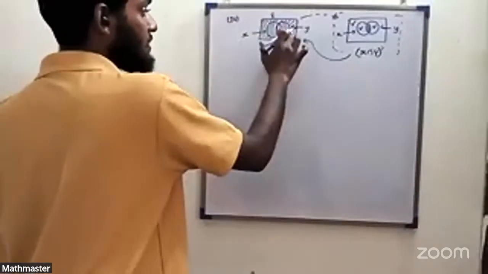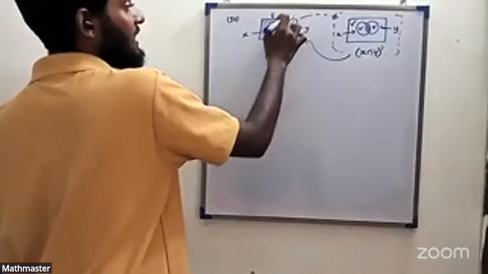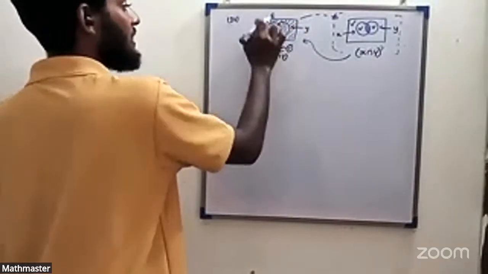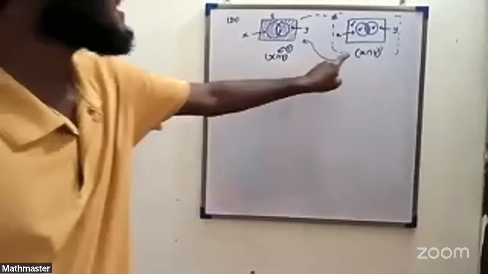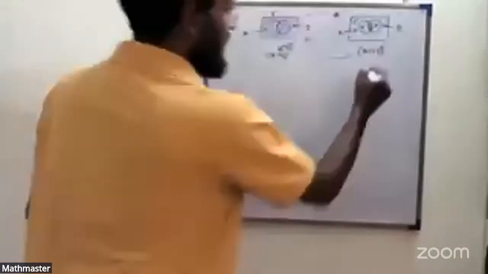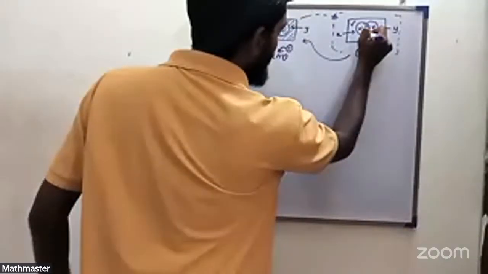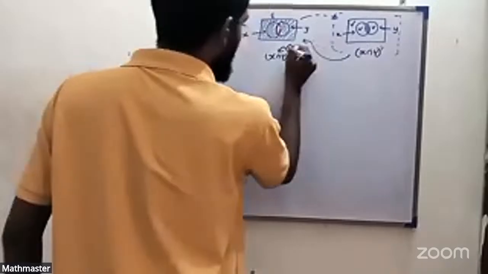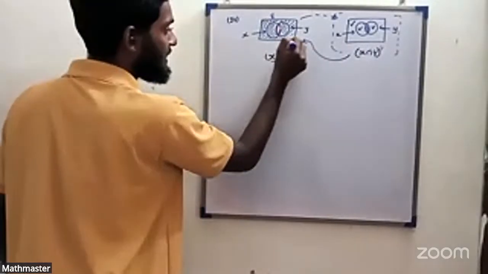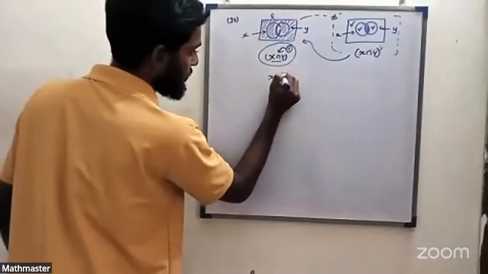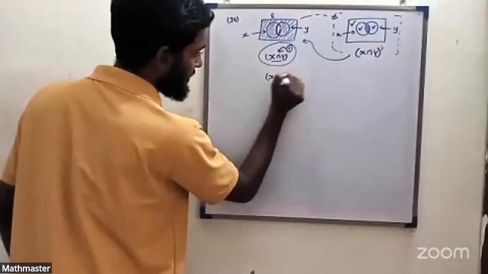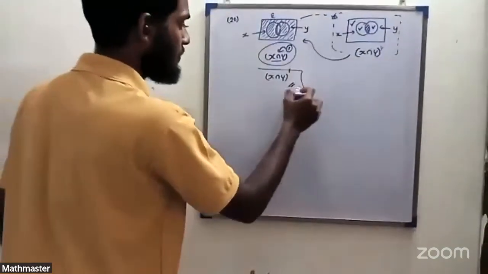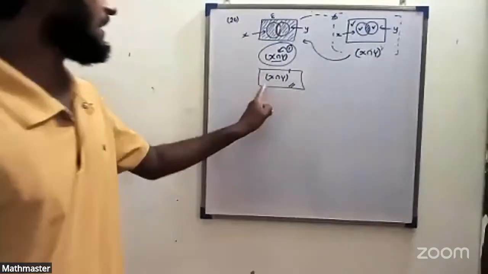In this figure, they have shaded the regions that are not X intersecting Y. That means the expression here should be the complement of X intersecting Y. This is the set notation. This is the answer: X intersecting Y complement.